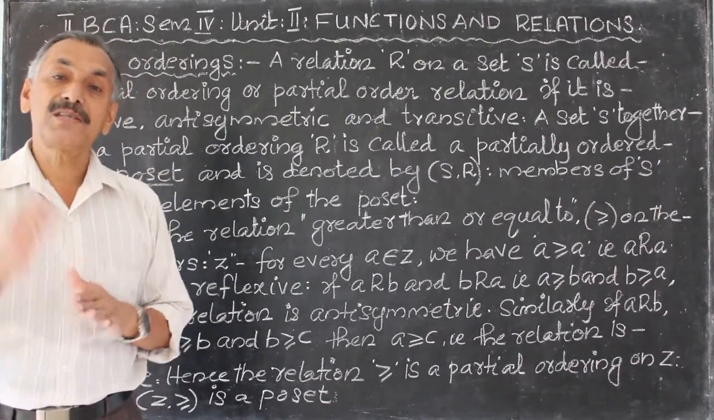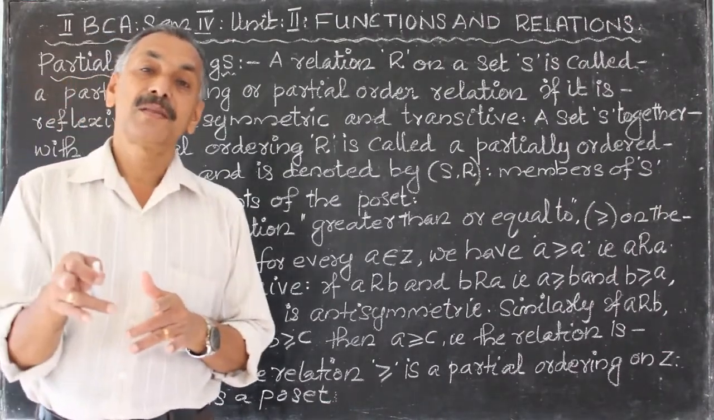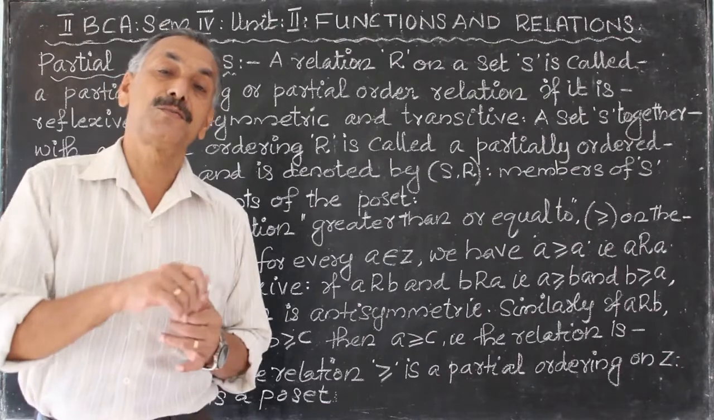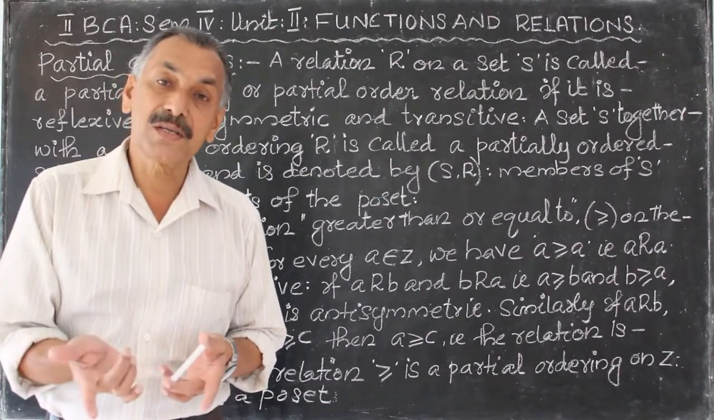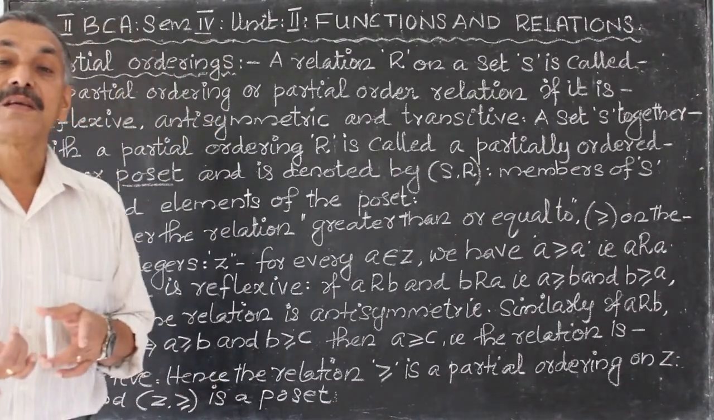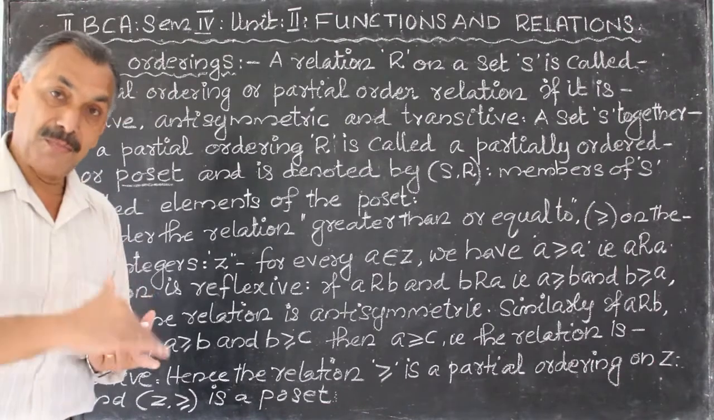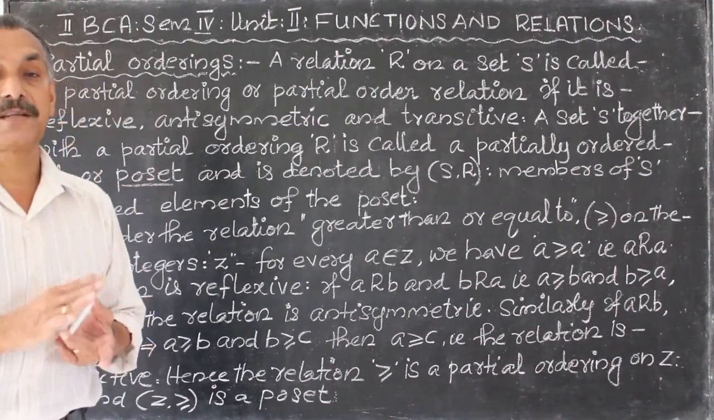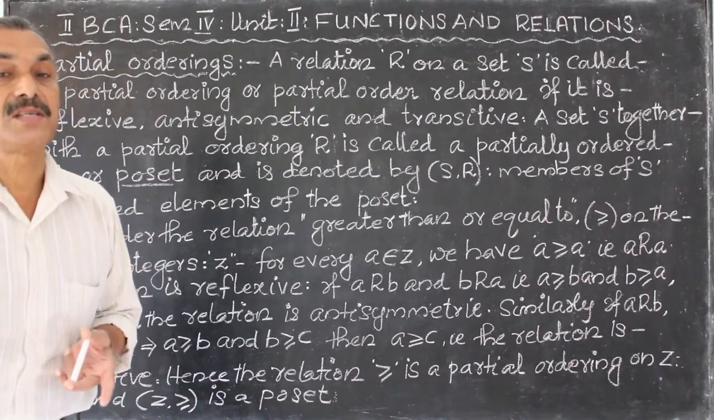Okay? And what about the transitive property? If A is related to B, meaning A is greater than or equal to B, and B is related to C, meaning B is greater than or equal to C, then A is greater than or equal to C. The relation is transitive also.